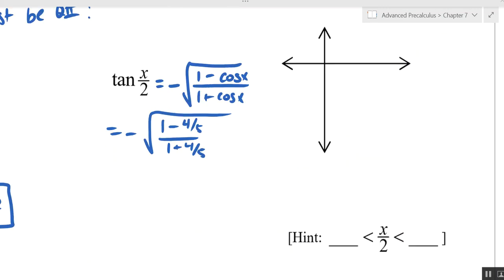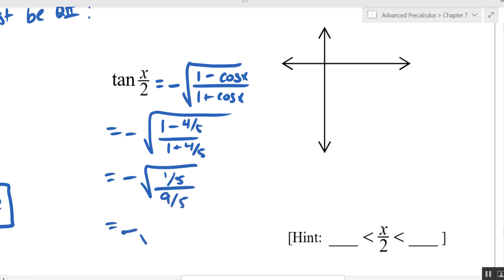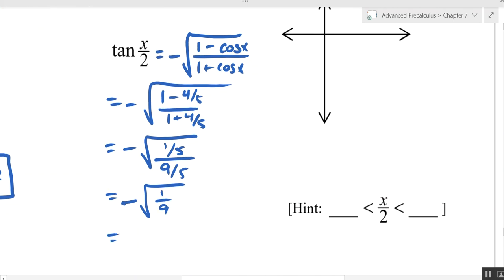For tangent, we're just following the same formula, and again, we're choosing the negative one because tangent is negative in quadrant 2. We're substituting in cosine, 4/5 for cosine in both the numerator and denominator. And this winds up being, looks like 1/5 over 9/5, or the negative square root of 1/9, which we know is negative 1/3. So we got an answer there.